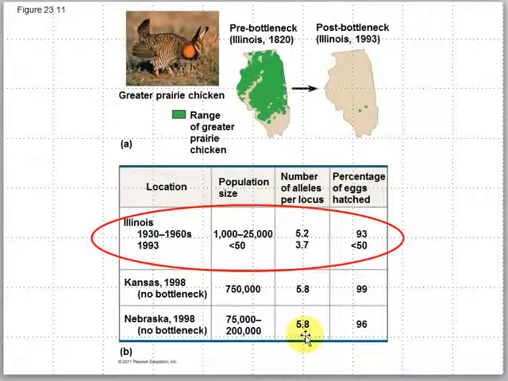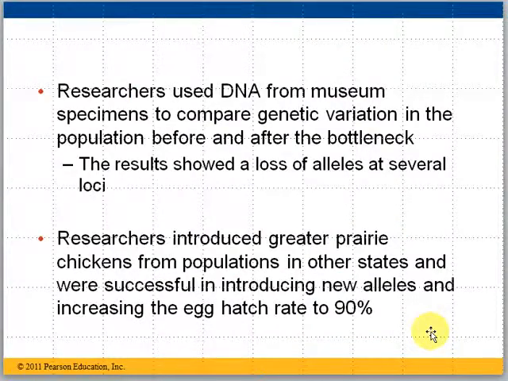So what the researchers did is they compared DNA from museum specimens that were collected many, many years ago. They compared the DNA of these stuffed birds to the genetic variation they found in the wild flocks of these birds, and they found that there weren't nearly as many alleles in the wild birds as there were in the older stuffed birds that they pulled out of the museums. So they showed a loss of alleles at several loci.